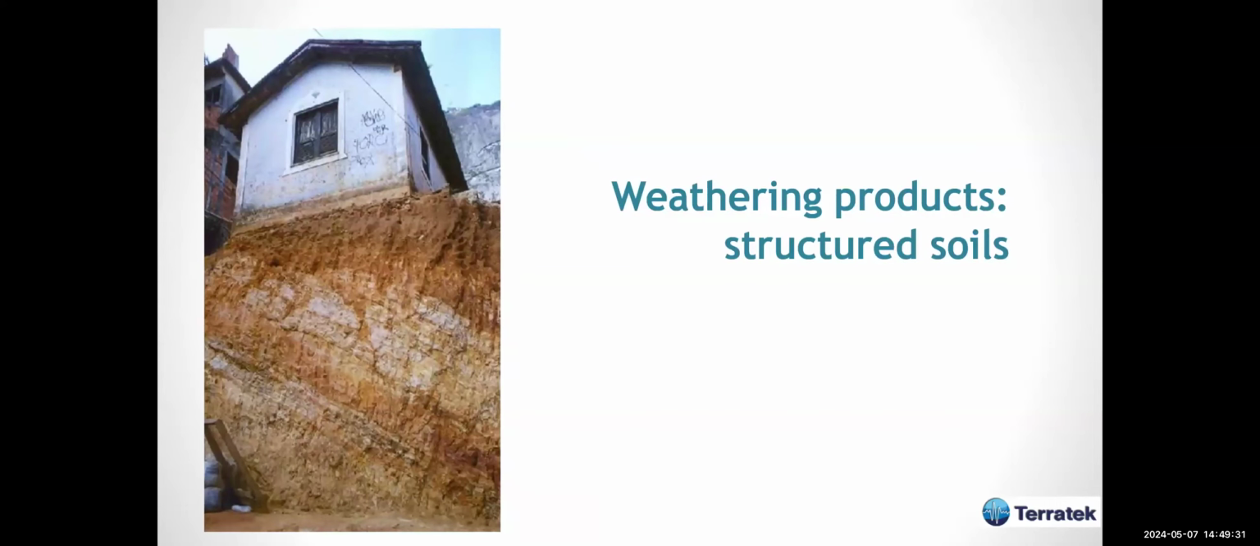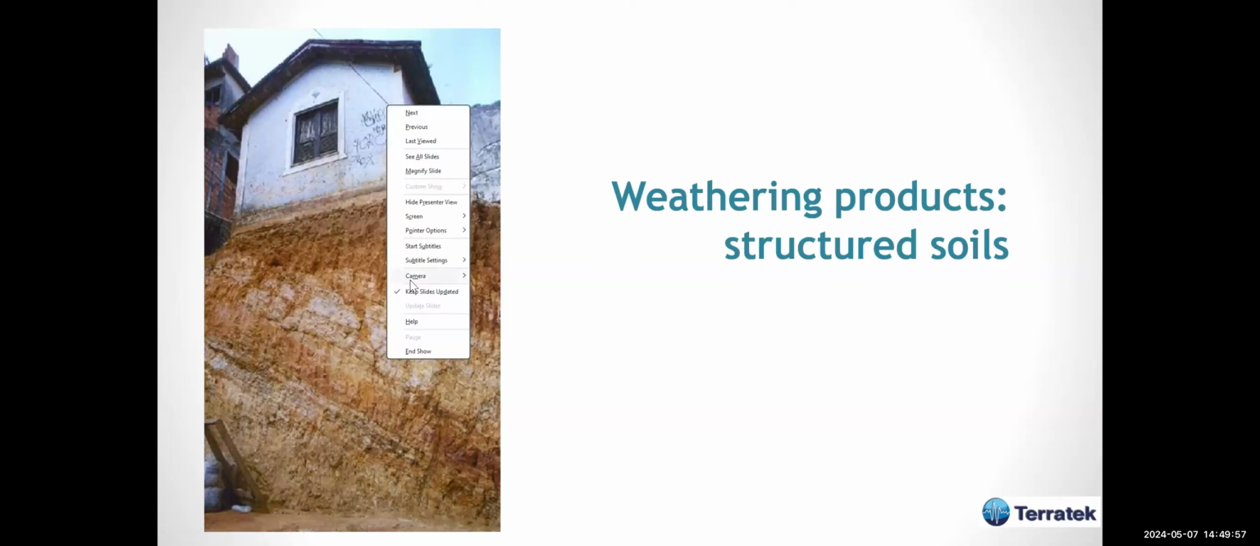Weathering products, structured soils. One of the main photographs I have of this is weathered products from gneiss, and we see here lichen. At the top, what we see is a more mature soil. It doesn't have the characteristics of the rock, but the young residual soil, which is all this part at the bottom. Let me share the pointer.